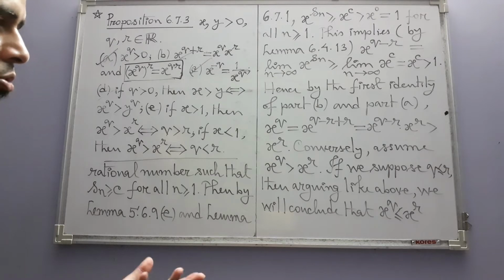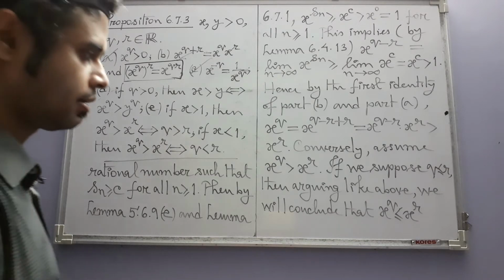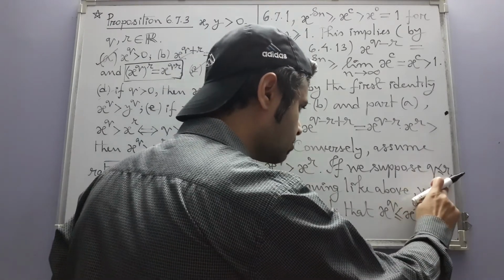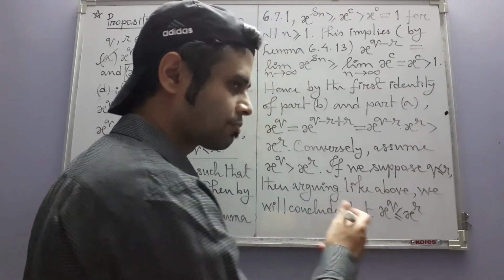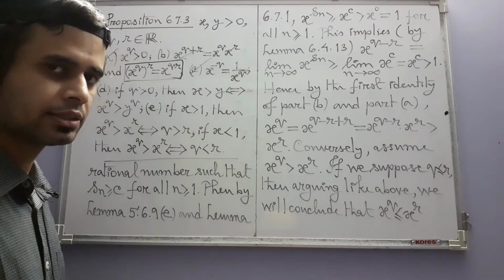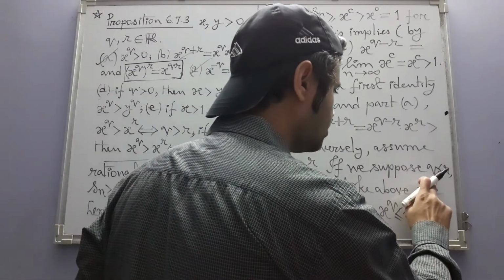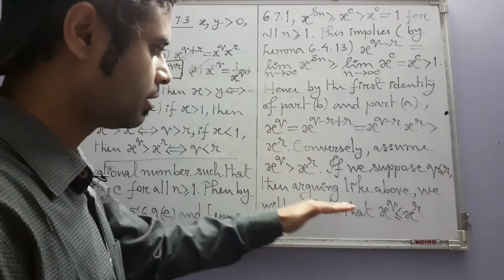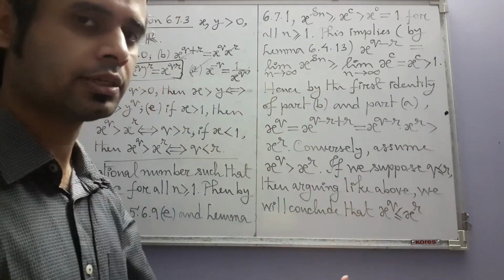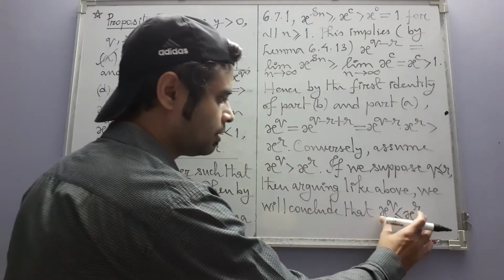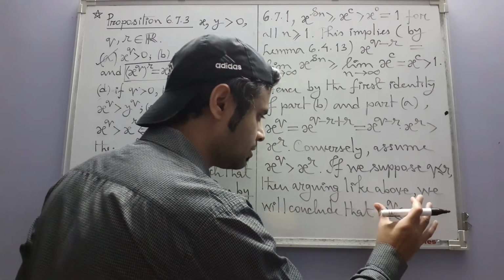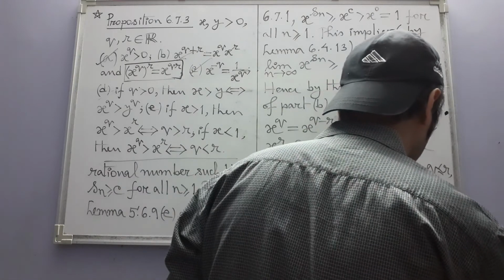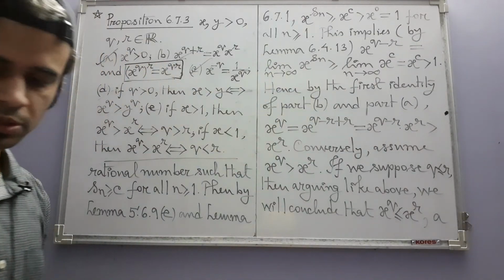In fact, we don't have to argue also. If q is equal to r, then x to the power q is of course equal to x to the power r. They are the same thing. And if q is strictly less than r, then by what we have proved here, x to the power q will be strictly less than x to the power r. So we end up having this, which directly contradicts this one. A contradiction.